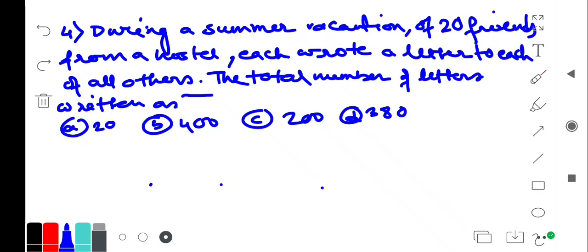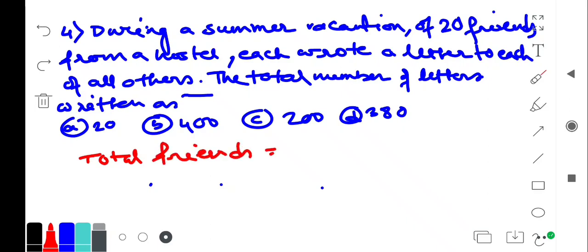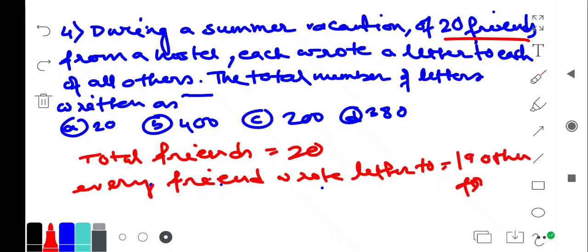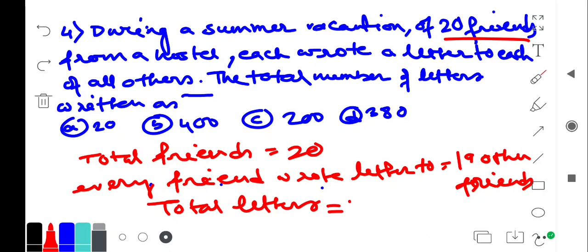So total friends are given, that is 20. Every friend wrote a letter to 19 other friends. So total letters are 20 into 19, 380.